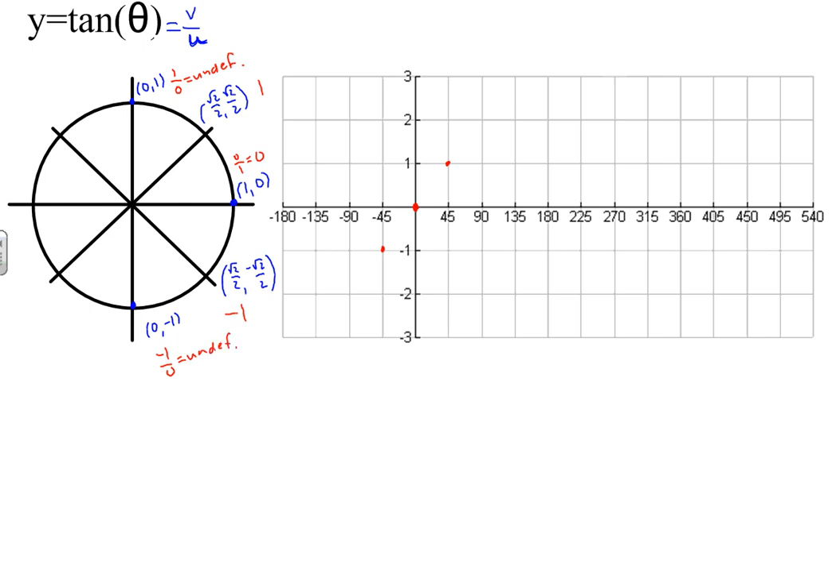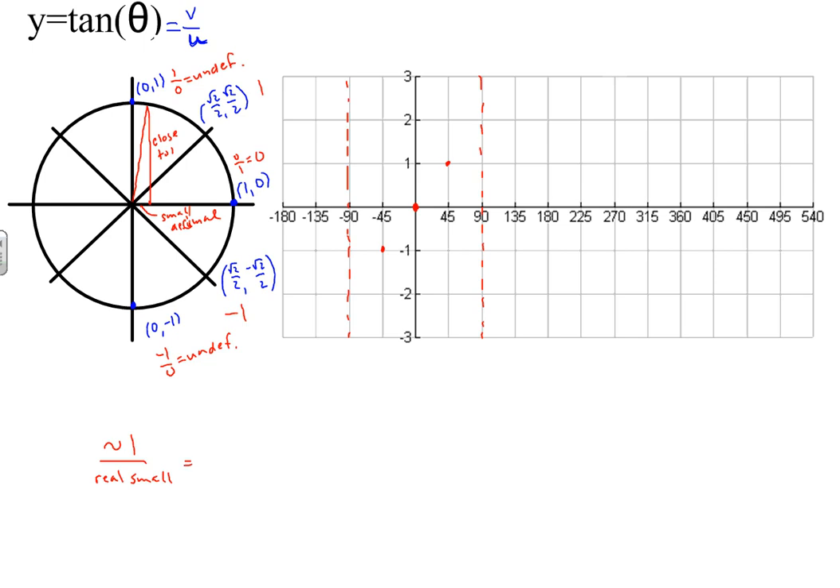Okay, so let's think about what's going on here. We already have some clues based on what we did with the secant and cosecant graphs before. These are probably vertical asymptotes, just like they were when I had divided by 0 in secant and cosecant. But let's think through it a little bit more. If I think about an angle that's really close to 90 degrees, like 89 degrees, what I'm going to get is that v is close to 1 and that u is a small decimal.